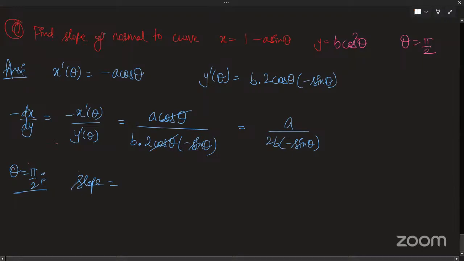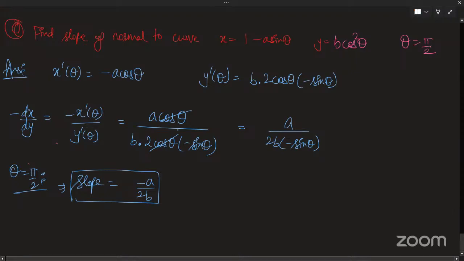Can you tell me what will be the slope? See, ideally this thing is not allowed. Minus a by 2b, sir. Yes, I know. Just listen to what I am telling. I know ideally this thing is not allowed.